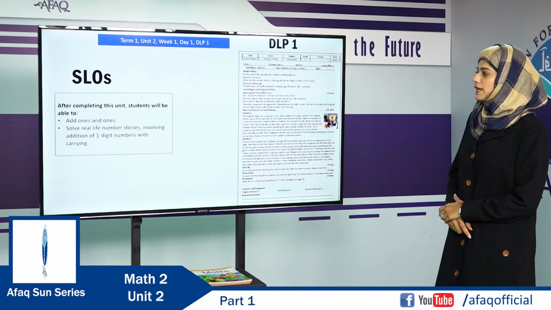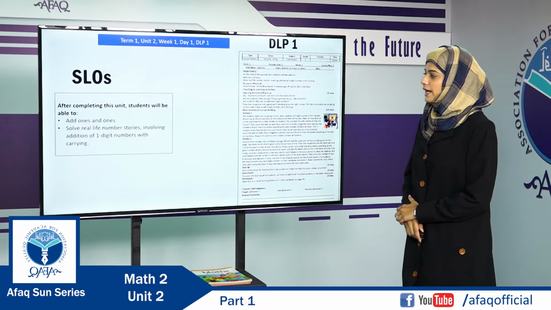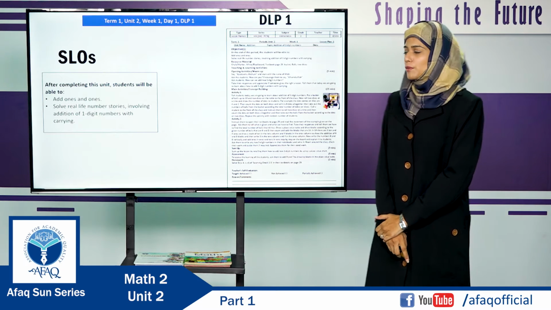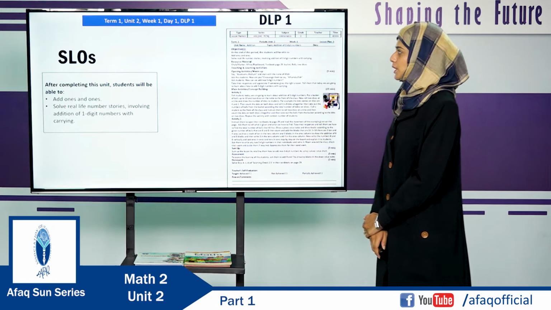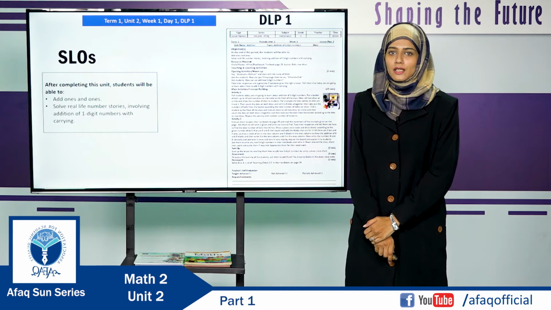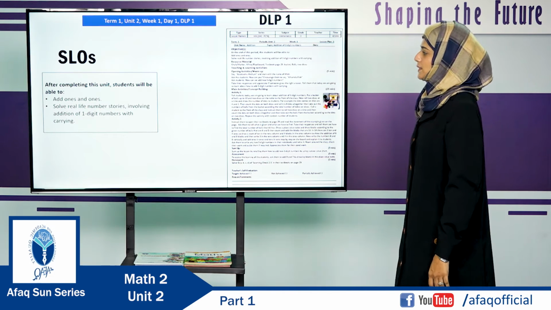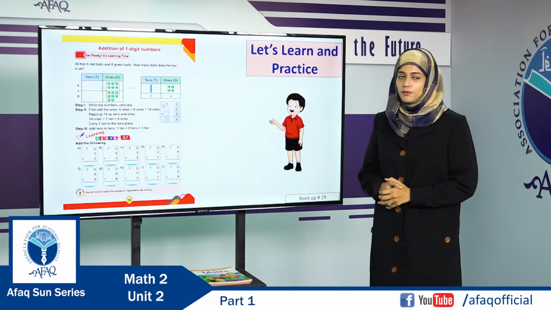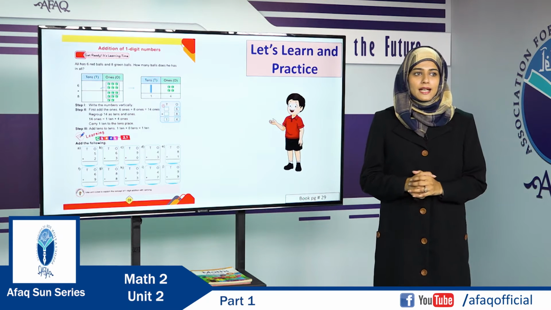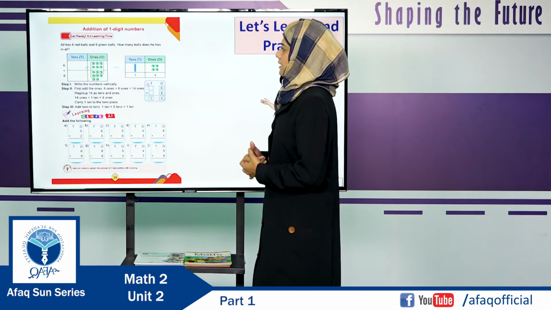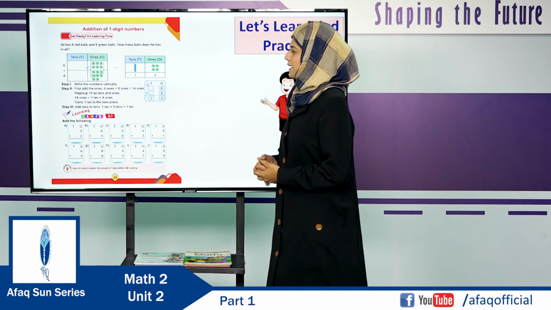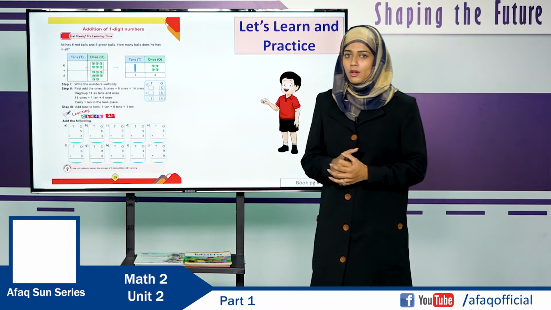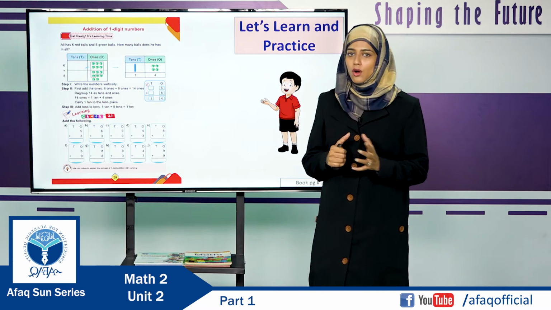In this SLO, we are going to cover add ones and ones. To cover this, the methodology has been given in DLP 1, which falls in term 1, unit 2, week 1, day 1. Let's see the questions. On page number 29, here is the addition of 1-digit numbers. Let's see in detail. Here is a statement question. Ali has 6 red balls and 8 green balls. How many balls does he have in all?